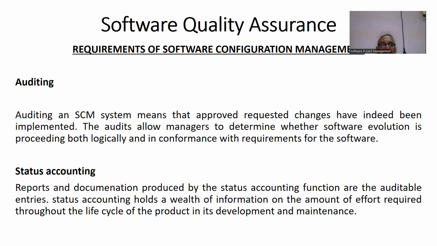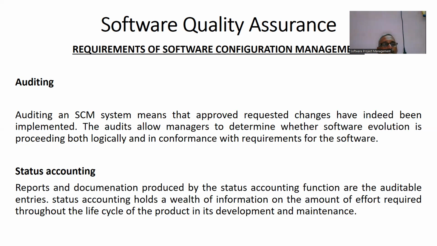Next, auditing. Auditing in an SCM system means that approved requested changes have indeed been implemented. The audit allows managers to determine whether software evolution is proceeding both logically and in conformance with the requirements for the software. The SCM system should document changes, version, and release information for all components of each configuration item. When such documentation is in place, auditing becomes a straightforward analysis task.